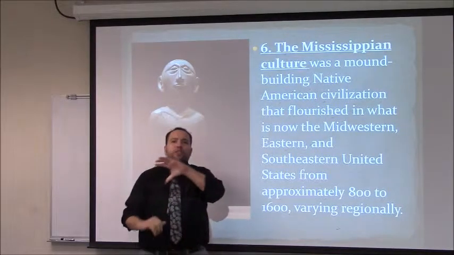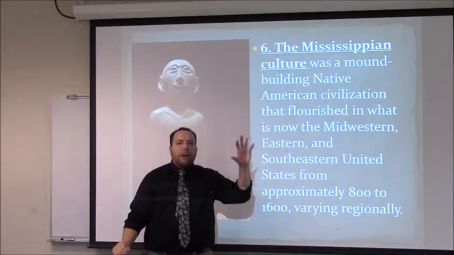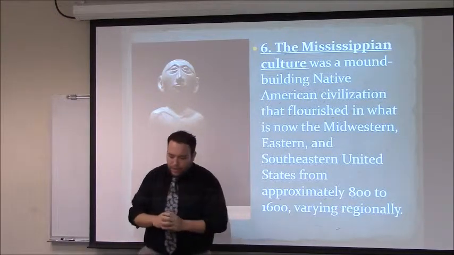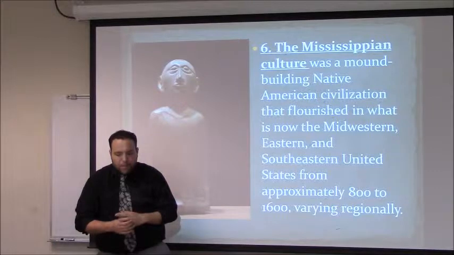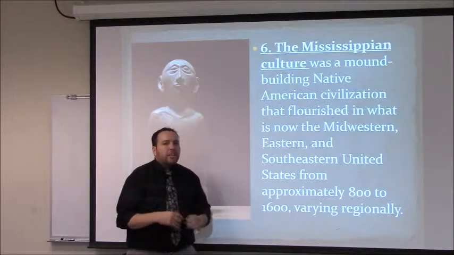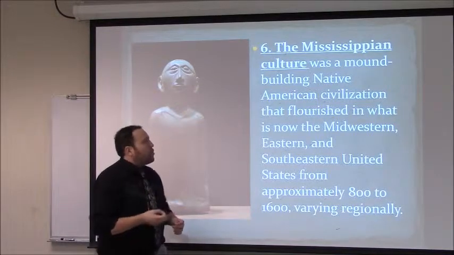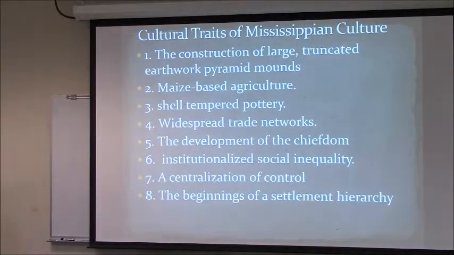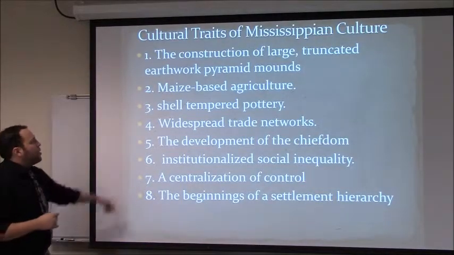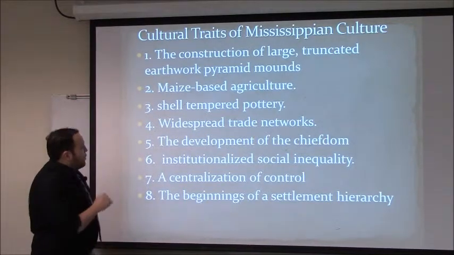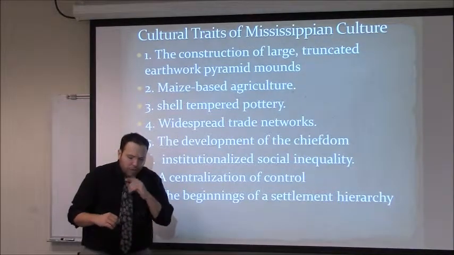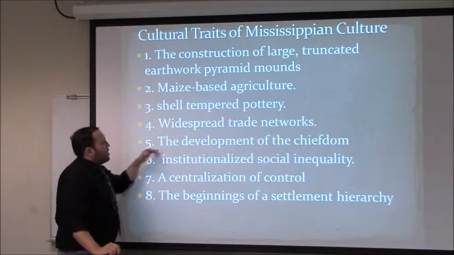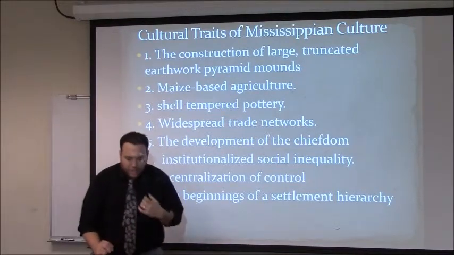So you're starting to see the gradual shift from hunting and gathering based Native American societies to more agriculturally leaning Native American societies. You also have a very distinct style of pottery that emerges in the Mississippian culture, due to the way they utilized shells: shell-tempered pottery, as you see here. In the Mississippian culture you also see, again, widespread trade networks, and we see here the development of the chiefdom.